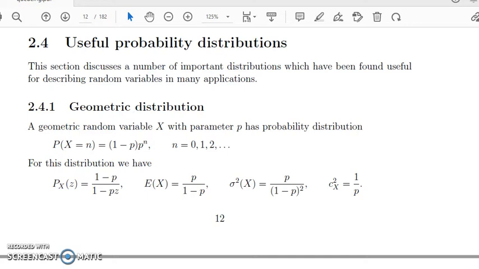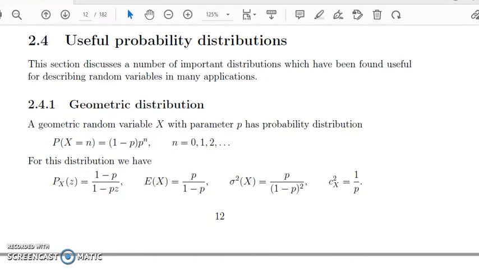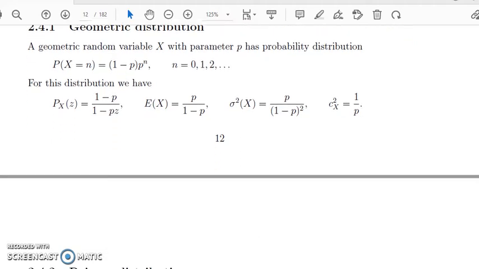The expected value of the geometric random variable X is equal to p over (1 minus p). And then the variance, sigma squared, of the geometric random variable is equal to p over (1 minus p) all squared. And then the coefficient of variation c squared of X is equal to 1 over p. So the coefficient of variation of the geometric random variable is equal to 1 over p.